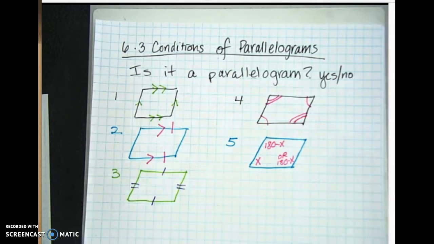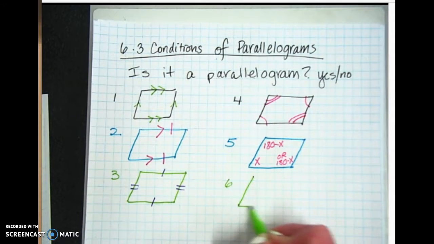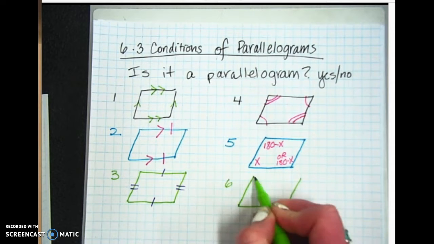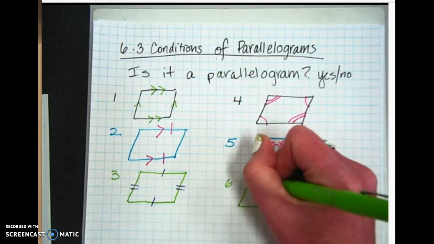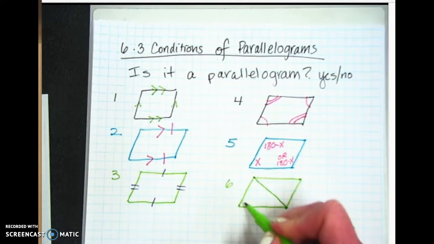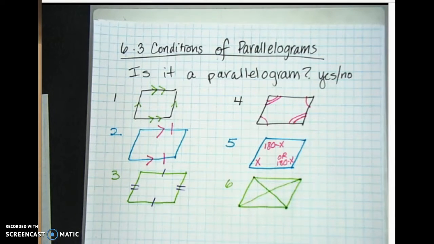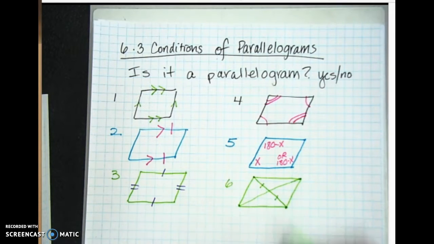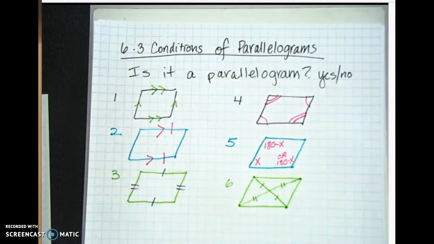And we've got one more, right? Condition number 6. Which one haven't we seen yet? Diagonals. So draw in 2 diagonals here to here. And if those diagonals bisect each other, then you will be able to say, yes, it's a parallelogram. So we'll single tick and single tick one of the diagonals, and then we'll double tick and double tick the other diagonal.